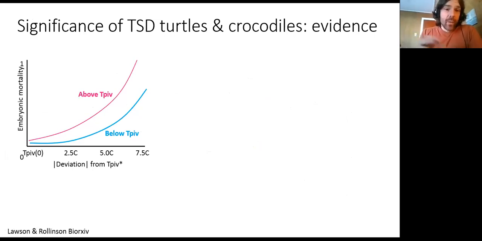So the key test here is to test this prediction. Is mortality accumulating faster above TPIV than below TPIV?